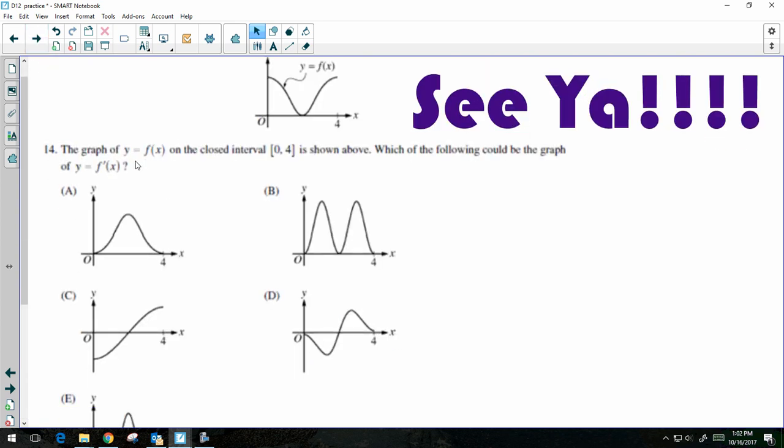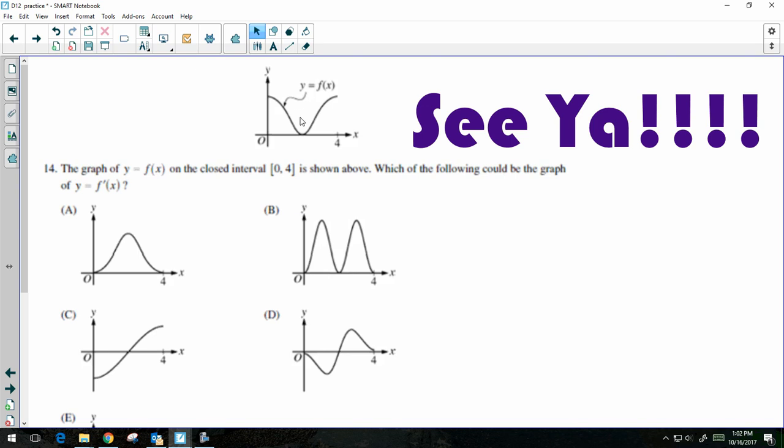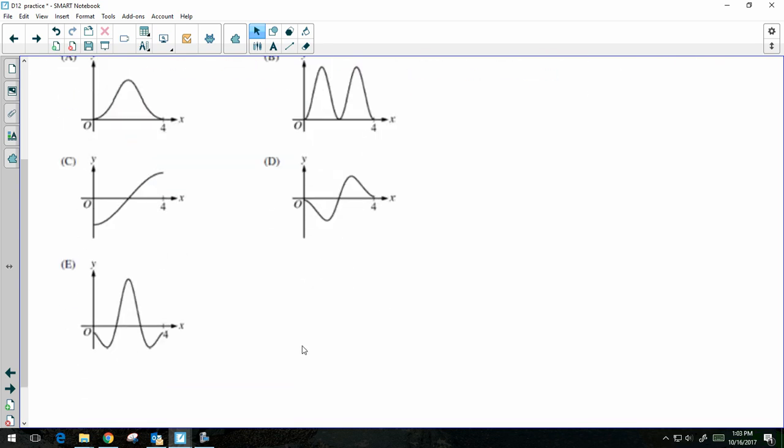One more, the graph of y equals f of x on the closed interval is shown above. Which could be the graph of f prime? Well, here's the graph of f. Here f is decreasing. Where f is decreasing, my slope or my derivative is negative up until here. And then this is increasing, so my derivative is positive. So I know I'm going from negative to positive, from negative to positive. And so it's choice D.